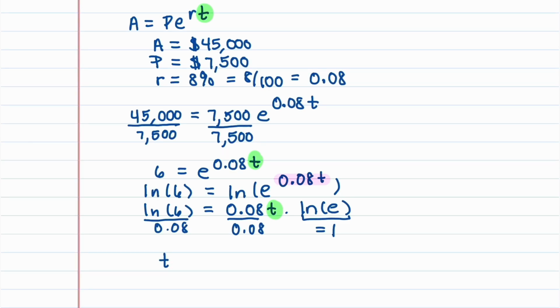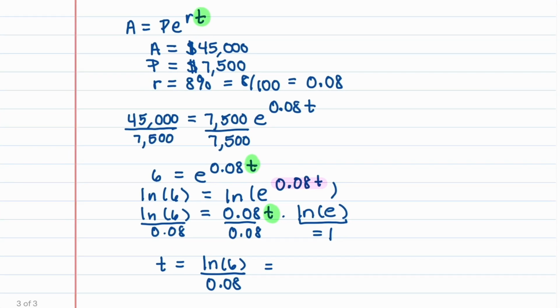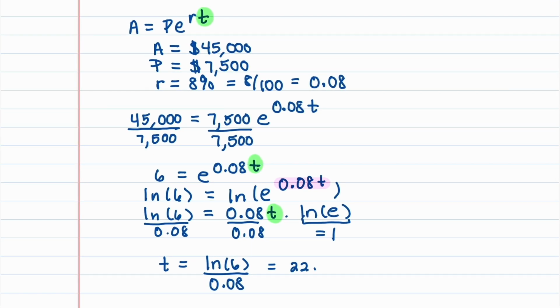Let me just write this clearly. Our t then is ln of 6 divided by 0.08 because that's what you're going to have to put in your calculator. When you put that in your calculator, you get a value of 22.4, and it is in terms of years. It is going to take 22.4 years for the amount invested, which was $7,500, to grow to $45,000.